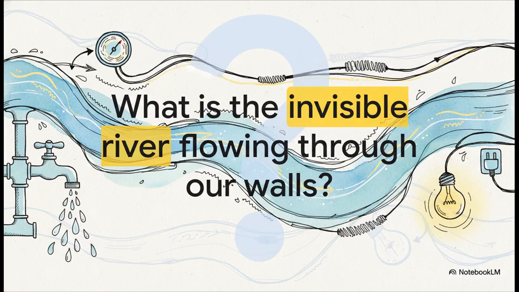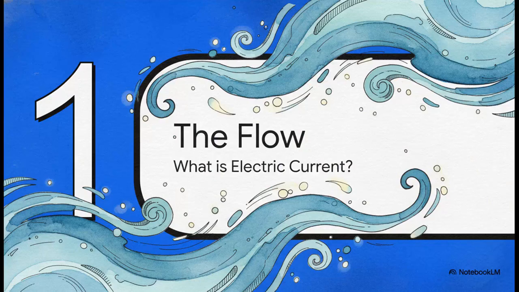So what is this invisible river really? Well, the best way to get your head around electricity is to think of it exactly like water. Seriously, it has a flow, it has pressure pushing it, and sometimes it runs into obstacles. Let's break down exactly how that works. First things first, let's talk about the flow itself.